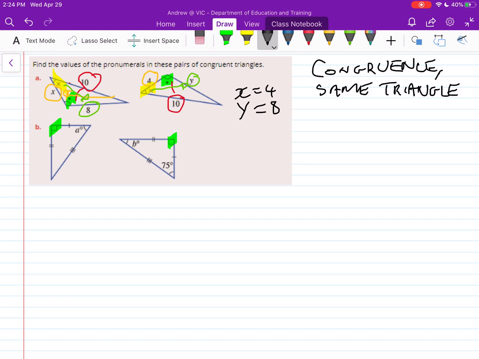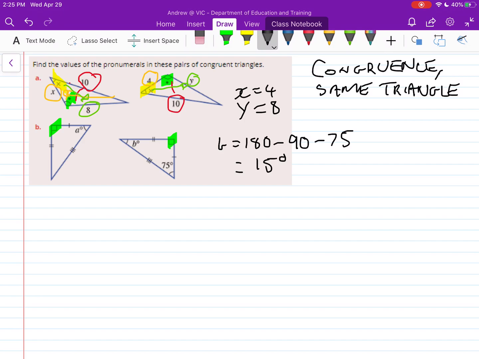Okay, so we need to go back to what we've learned about triangles. So the inside angles in triangles add up to 180. So that means B is going to equal 180 minus the right angle of 90 minus 75. So this here is going to equal 15 degrees. So now we have a value for all our angles in our triangle. So B is 15 degrees.